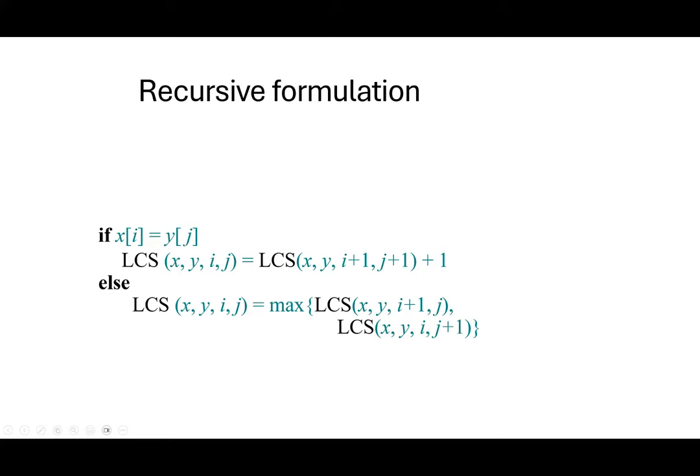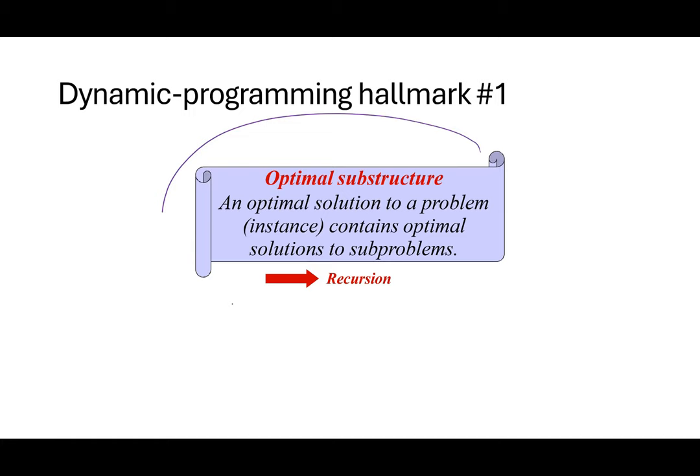Okay. So you see now that the bigger problem is now represented by a smaller problem of the same problem. Still, you are looking at the longest common subsequence problem, but in a shorter sequence, right? So the larger problem is broken down into smaller problems. So this is the recursive formulation. So we have formally done the recursive formulation. So the first hallmark of dynamic programming is met. Okay. Now the next one.